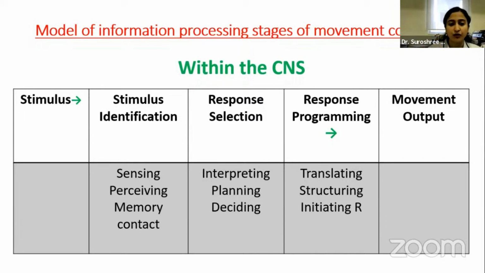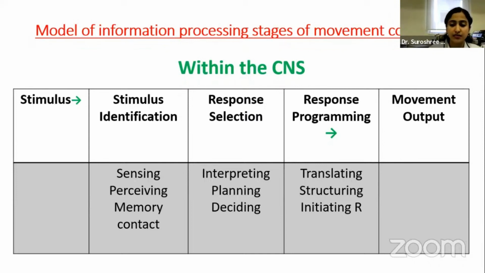If you have done anything previously, that memory is stored in your brain. For example, if I have lifted a heavy fully filled bucket and a half filled bucket, I already know what force is required to lift a fully filled bucket and what force is required to lift a half filled bucket. So that is memory. Then you have response selection, where you have interpreting, planning, and deciding.